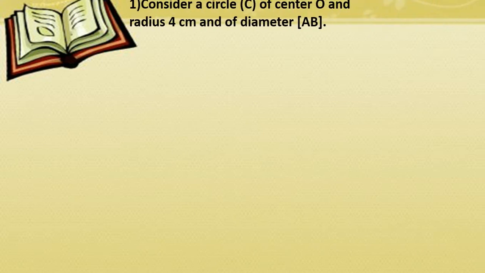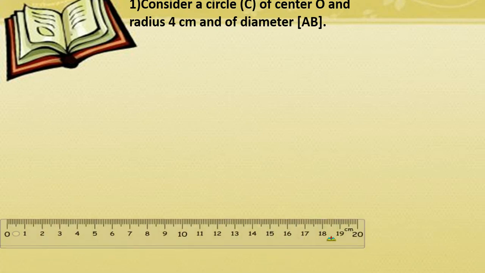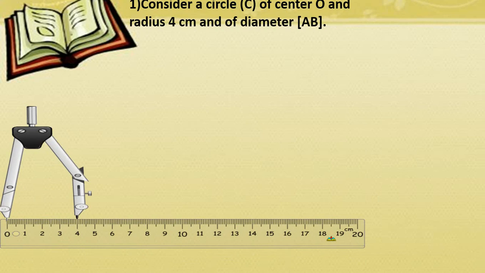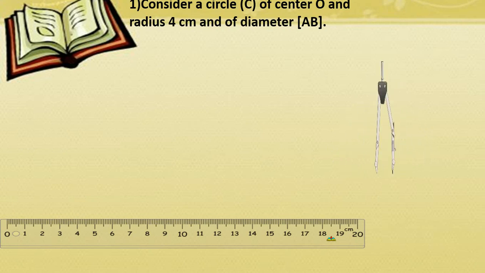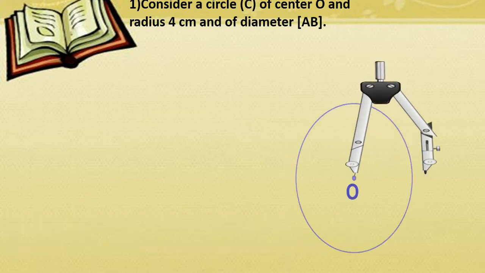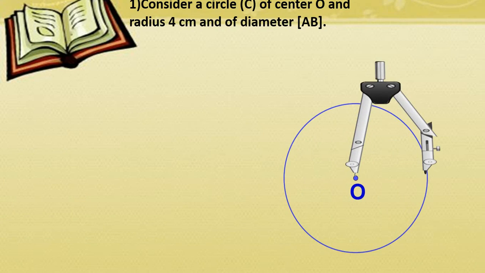First of all, we have a circle C of center O and radius 4 cm and diameter AB. So first, we use the ruler to draw the diameter of this circle. We open the compass to 4 cm as radius and then we start drawing the circle. And this is the circle C of center O and radius 4 cm and diameter AB.